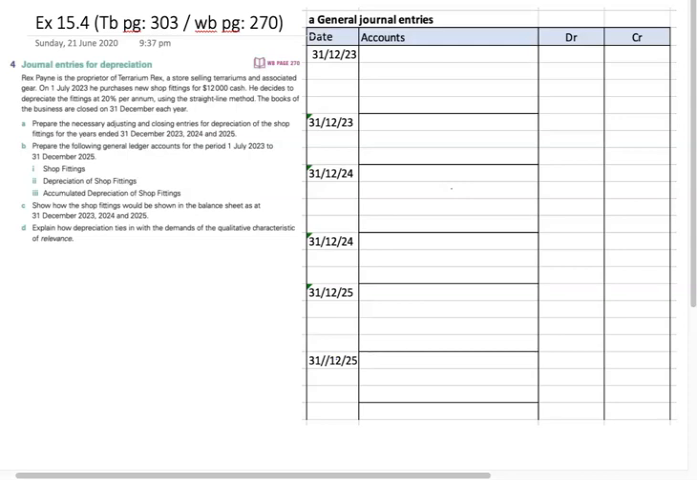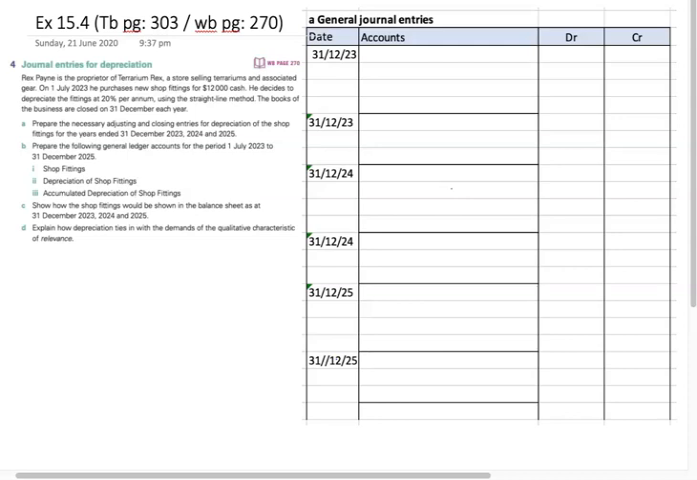Hi class, this video is going to run through how to complete exercise 15.4 of your textbook, which is all about how we complete journal entries and report depreciation using straight line method. Again, I always encourage you to follow on with me, so textbook page 303 and workbook page 270.